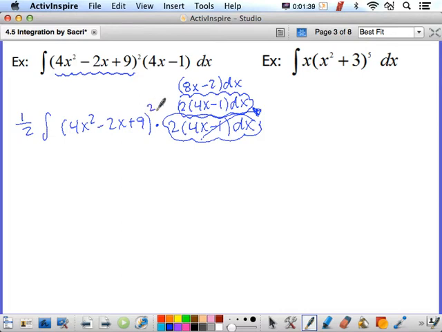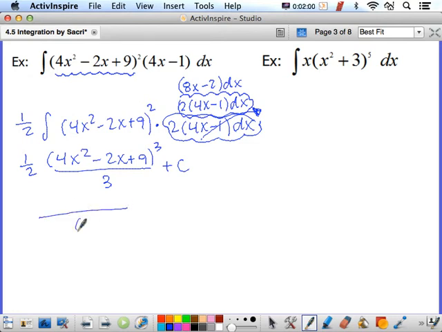And we can just treat this entire parentheses like a monomial, add 1 to the power and divide by the new power. So now we have 1/2, that whole parentheses, to the third power over 3 plus c. Then if we just clean that up, our denominator becomes 6, and our numerator is 4x squared minus 2x plus 9 to the third power.